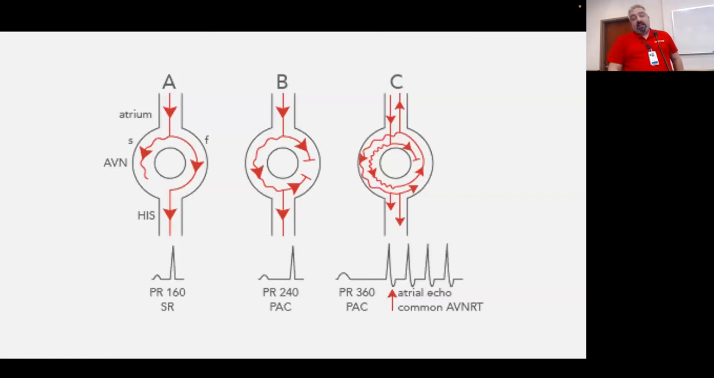Now, normally, an impulse conducts down the fast pathway, doesn't make it down the slow pathway in time, and then it goes down the rest of the His bundle.